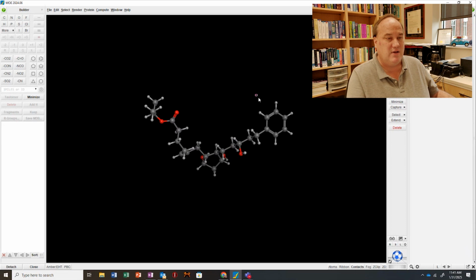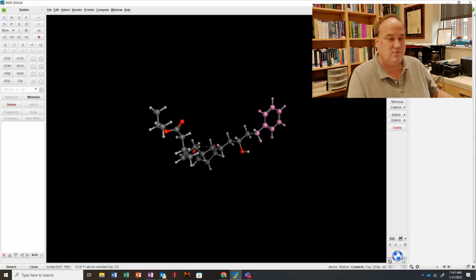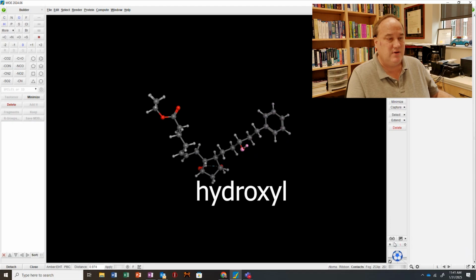Over here on the right, we have a phenyl ring. That's basically a benzene ring; we just call that a phenyl group. Here we have a hydroxyl group. So again, OH. What else do we have in here?